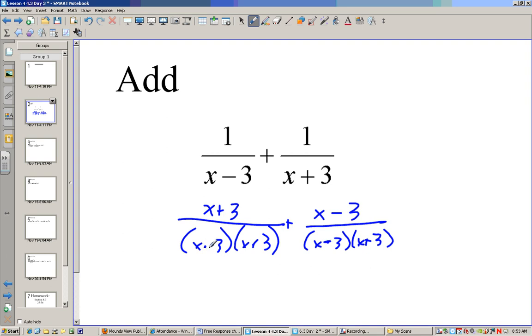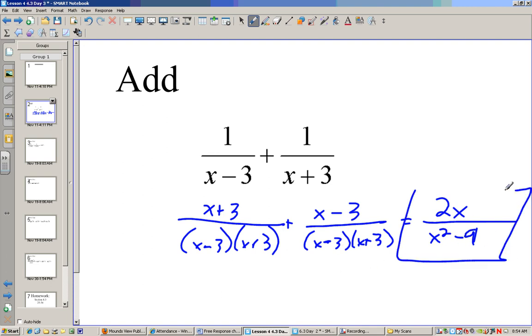I should make my subtraction signs more readable. x plus 3 plus x minus 3, well, if I add that across, x plus x is going to be 2x. 3 plus negative 3 cancels out. x plus 3 times x minus 3, we could FOIL that to get x squared minus 9, but if you just wrote the denominator x plus 3, x minus 3, that would be simplified as well.